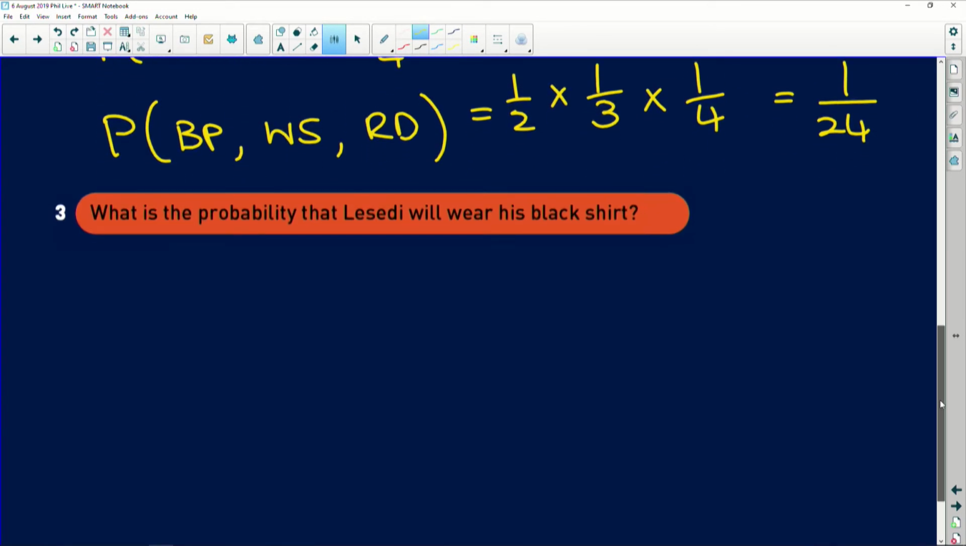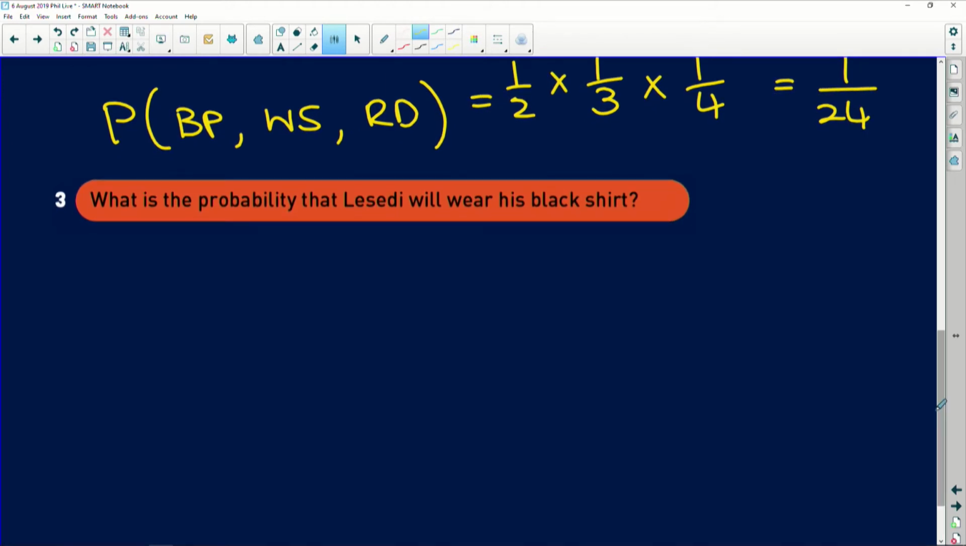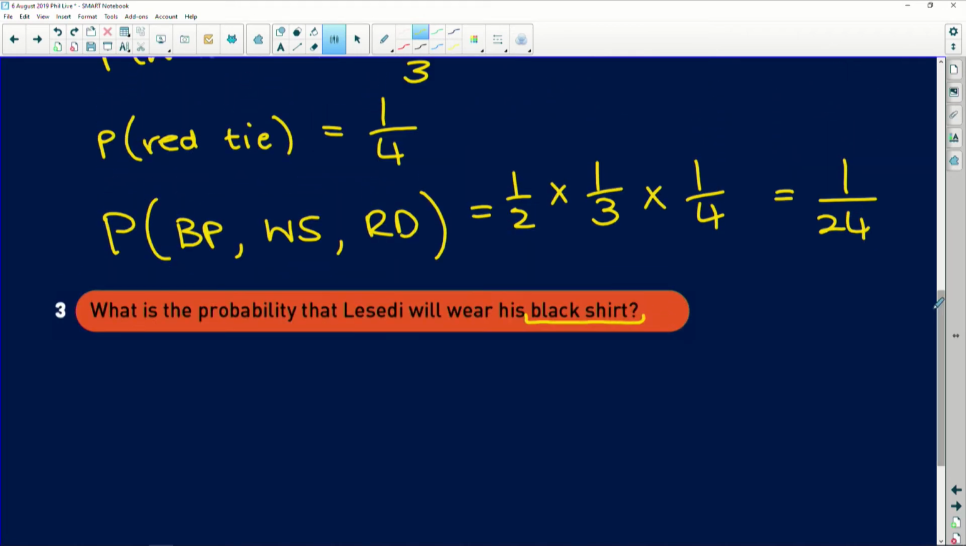Thirdly, it says, what is the probability that Lesedi will wear his black shirt? Okay, so now this black shirt, when they're referring to one specific category, it has nothing to do with any of the other outfits. We're not saying, what is the probability of the black shirt and grey pants and red tie? It's just the black shirt.